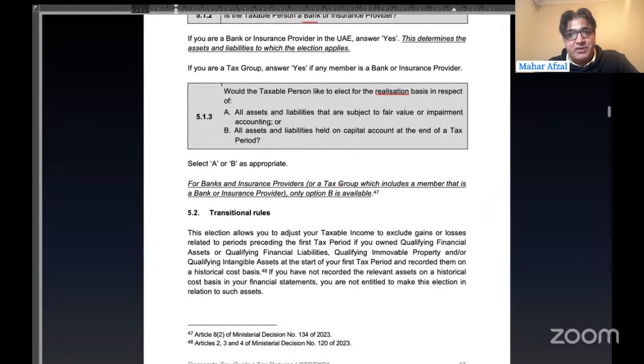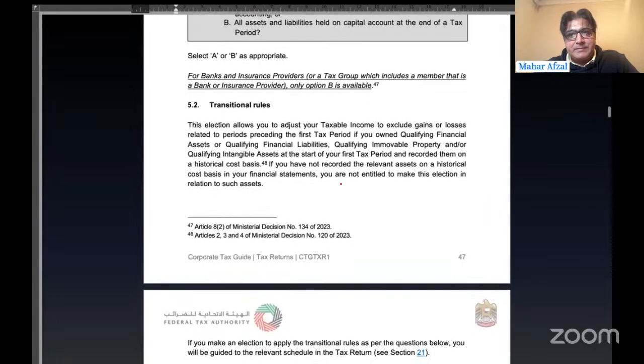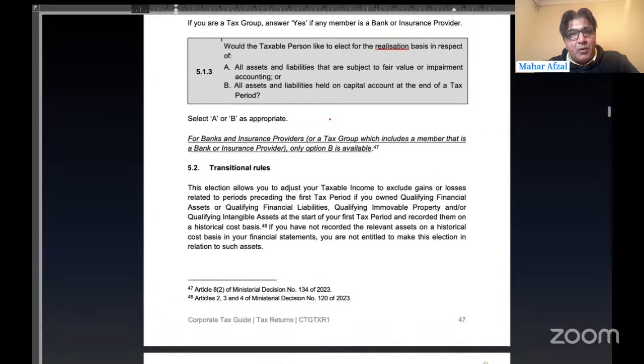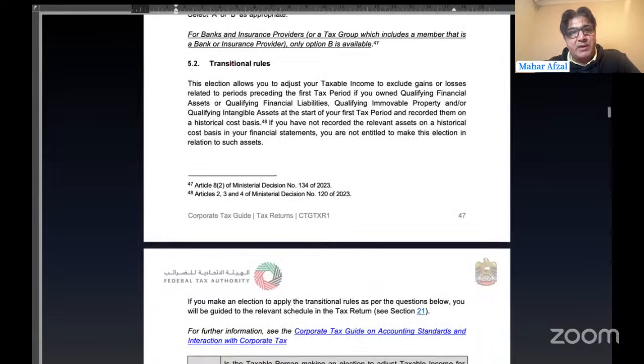This is a very important question. Moreover, out of these two, as I mentioned, banks and insurance providers, remember that not only is option B available. This option is available to the bank. This option is not available to banks and insurance providers. Just keep in mind.